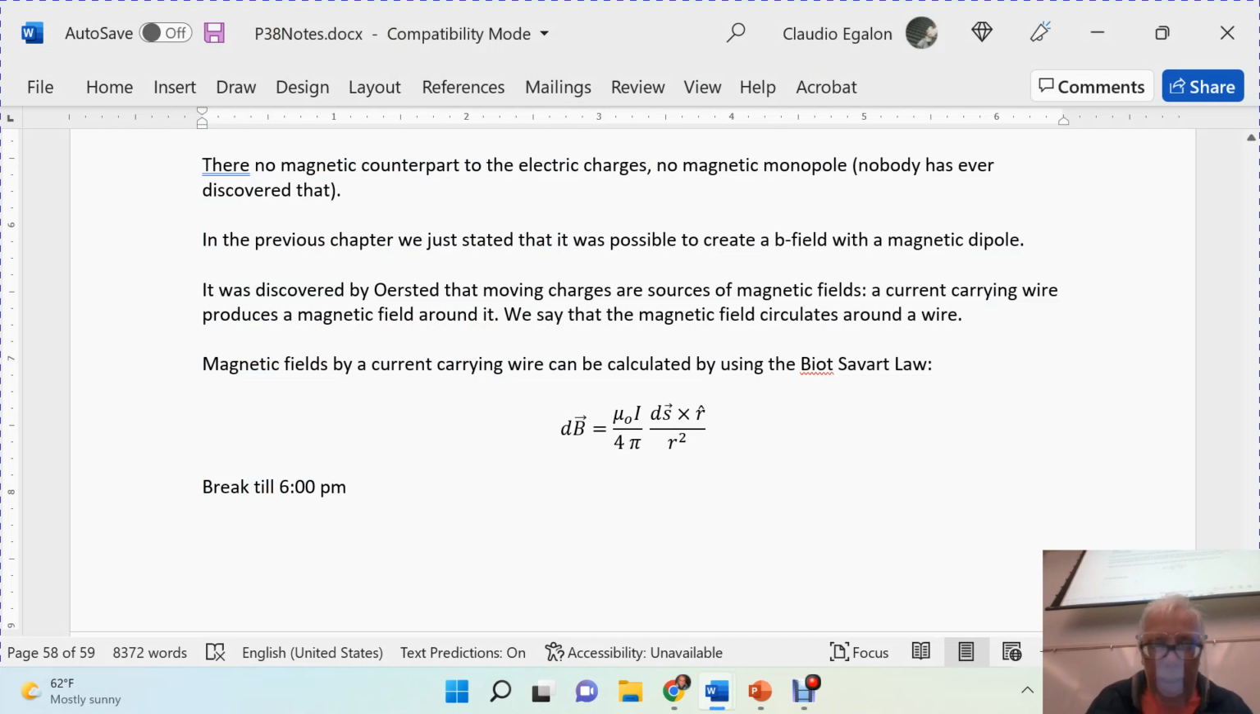So let's take a look at the laws so far, in integral form, right? Laws of electricity and magnetism so far.